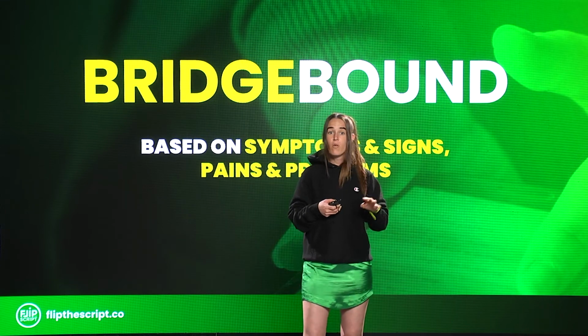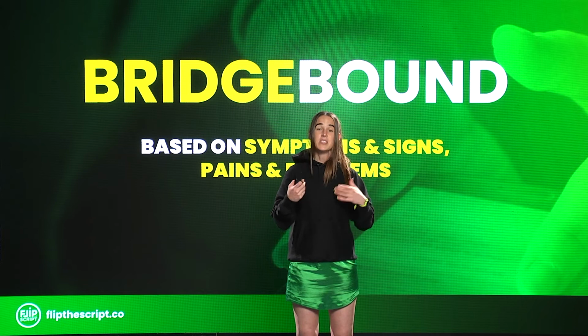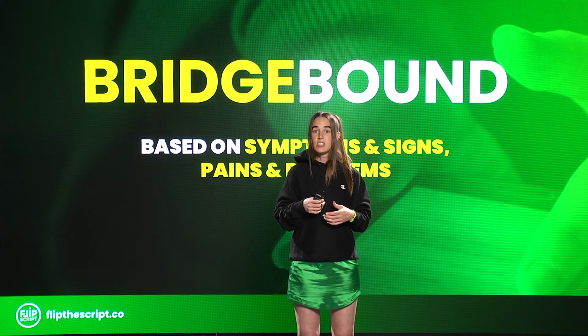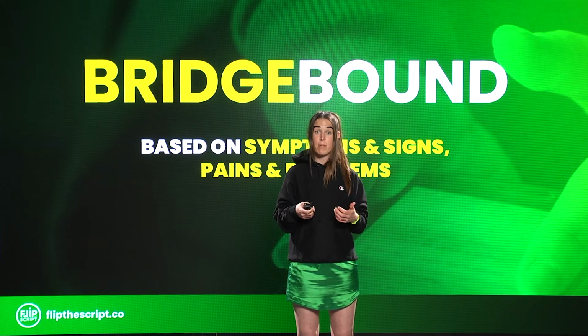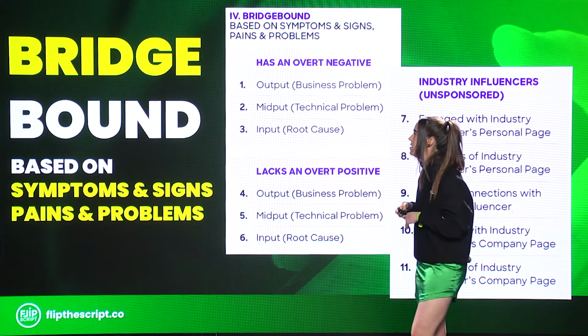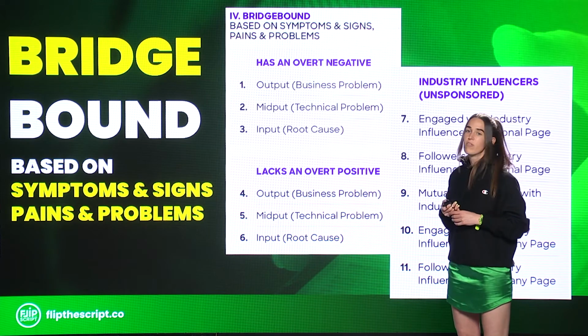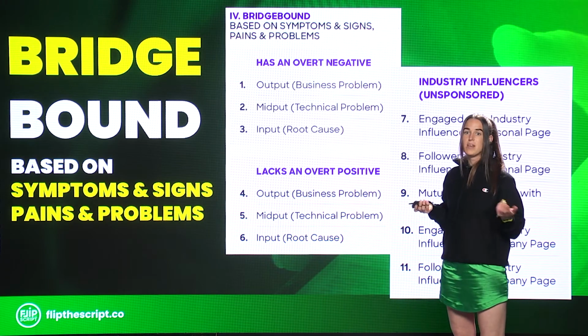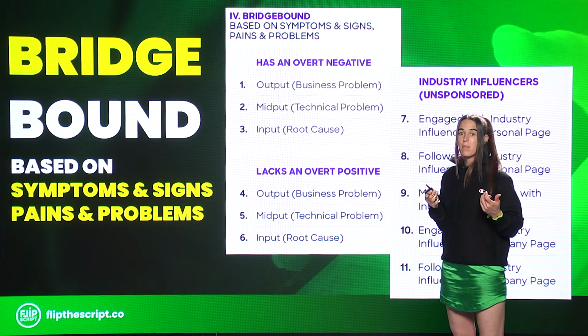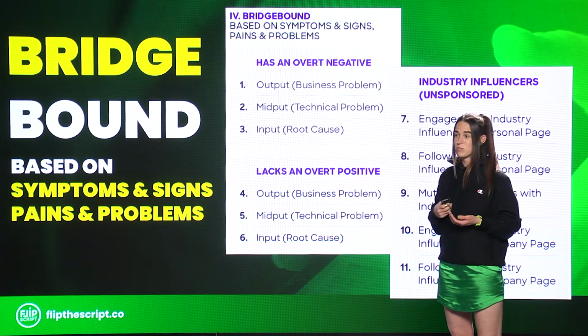Bridge-bound category 4 is going to be based on symptoms, signs, pains, or problems. So this means that your prospect did something within the market that signifies to you that they likely have a problem that you solve for. So a great example of this is they have an overt negative output. A great example is I do sales and SDR training to solve for the problem of low pipeline or low quality pipeline, in terms of volume or in terms of quality.